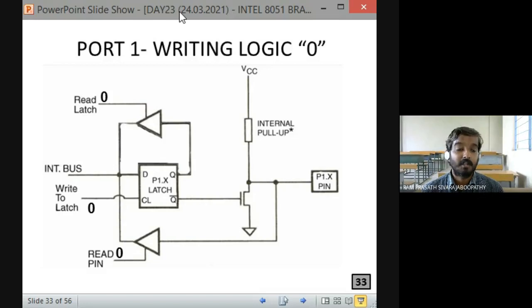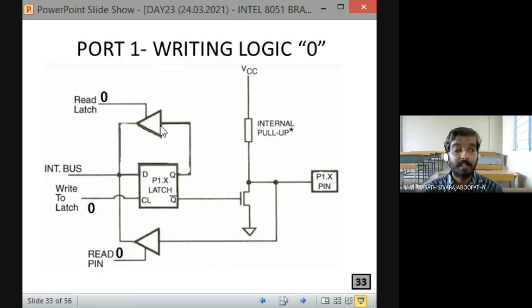Fine. Now initially, what we said is read latch. To read the latch, this buffer gets enabled. Correct? Yes or no? If I want to read what is written in this port register, what should happen? This latch must get enabled. I hope everyone can understand what I am saying. If this pin has to be read, what should be enabled? Read pin. This signal has to be enabled. Please understand what I am saying.